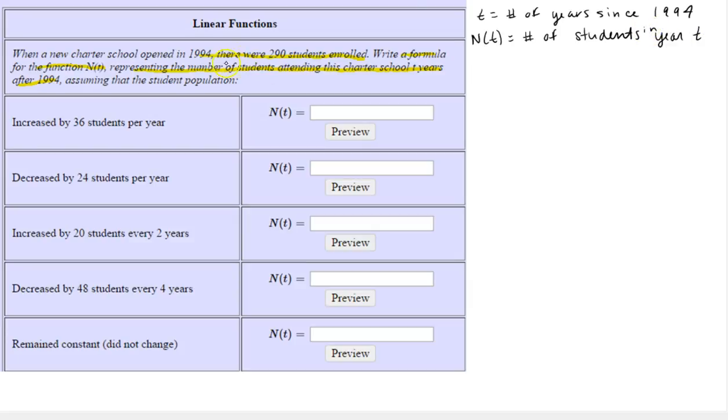We're given one other piece of information, and that's that in 1994, which is the start, or when t equals 0, there were 290 students. So when t equals 0, we'll put n of 0 equals 290. And that's going to be true for all of these situations. So let's look at the first one.